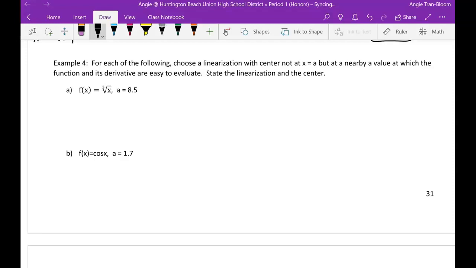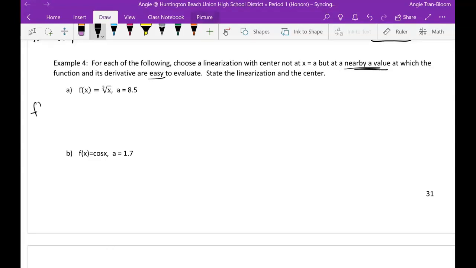So, as you can see, this is giving you f of x equals third root of x, and an a value that they pick is 8.5. There's no way that I can do a third root of 8.5 in my head right now and get a good answer. So it says here, pick a nearby value that is easy to calculate. So my nearby value, class, is going to be 8, because I can do third root of 8. But first, it says I need to also do the derivative as well.